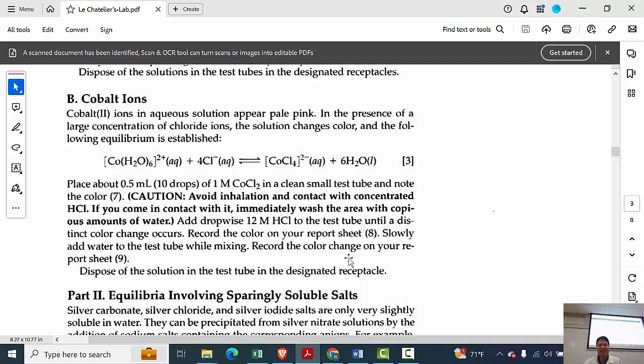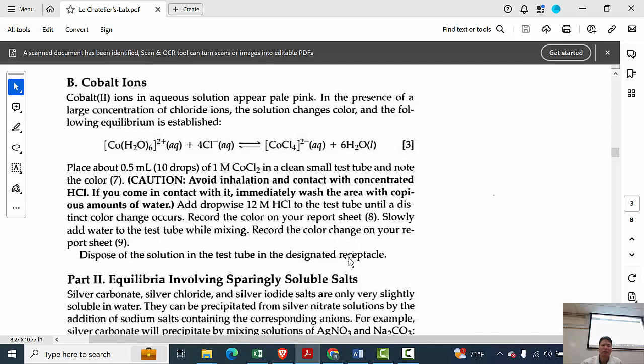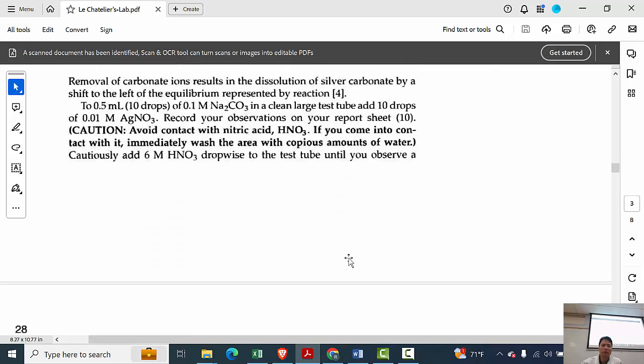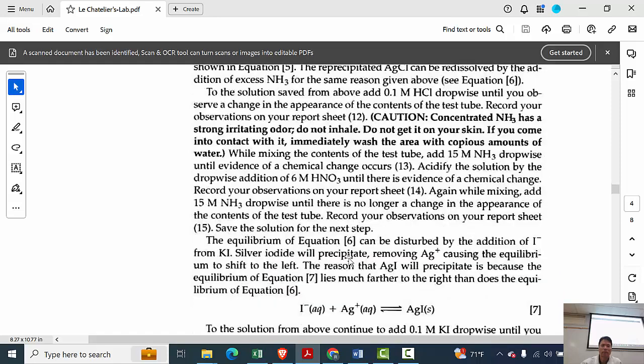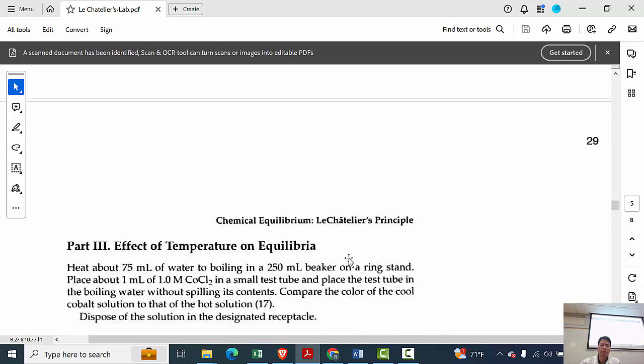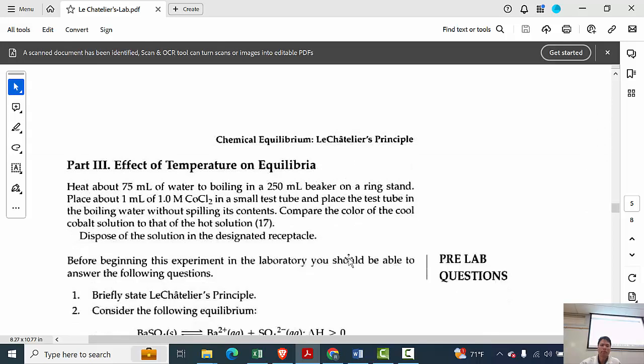And so the way we do that is we take a look. What was the reaction here? What was inside the test tube? I believe it was the cobalt chloride. Okay. And was there HCl in there? No, just that. Okay. So 1 milliliter cobalt(II) chloride in a small test tube, and place the test tube in boiling water without spilling. Compare the color of the cool cobalt solution to the hot cobalt solution.